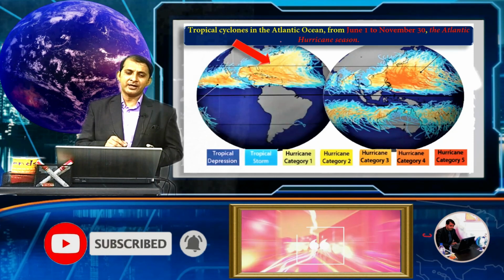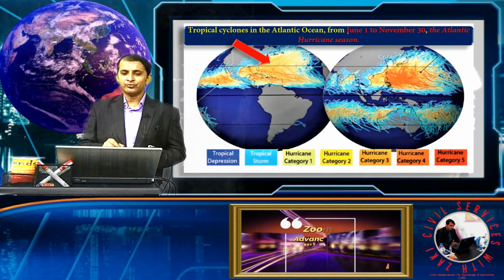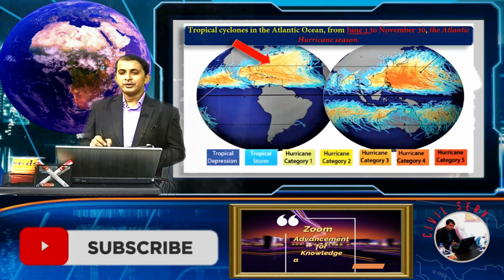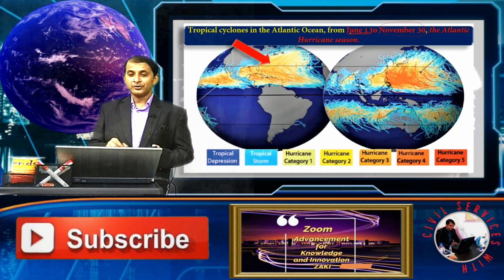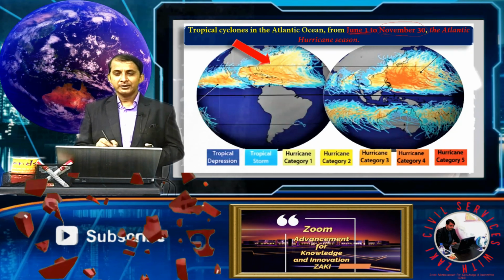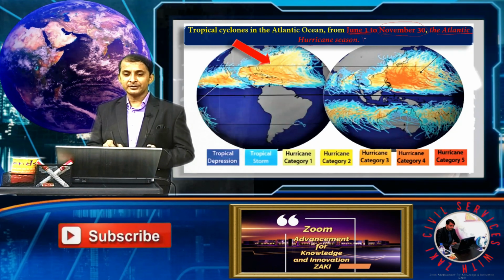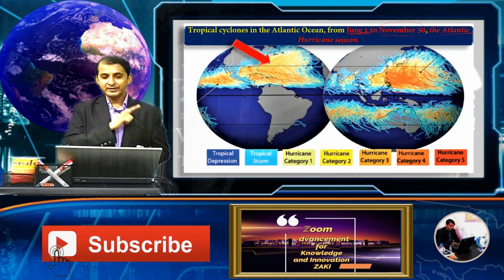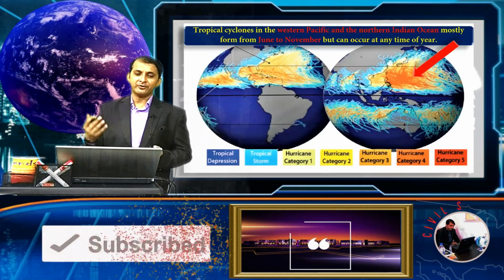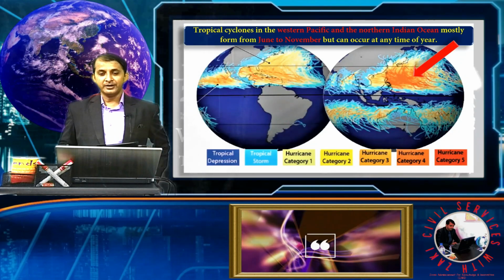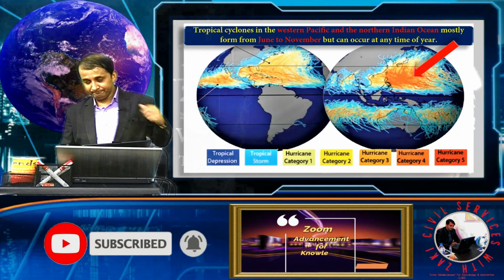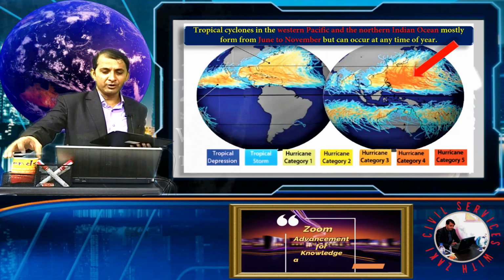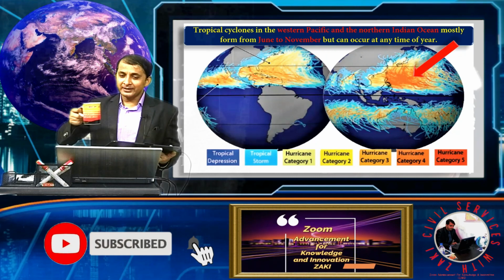Tropical cyclones in the Atlantic Ocean form basically from June 1 to November 30. These seasons from June to November 30 are called the Atlantic hurricane season. Another thing, tropical cyclones in the Western Pacific and the Northern Indian Ocean mostly form from June to November, but can occur at any time of the year.